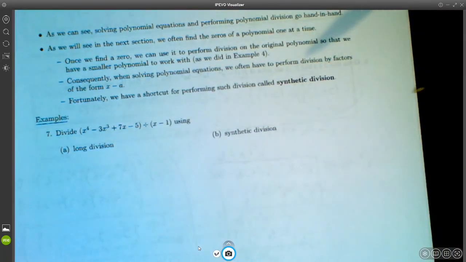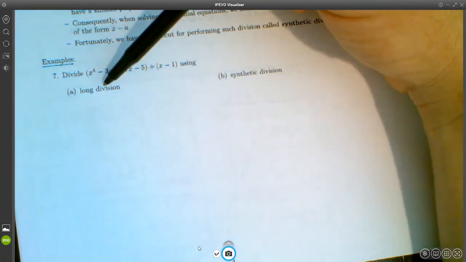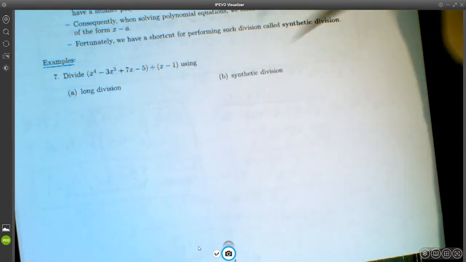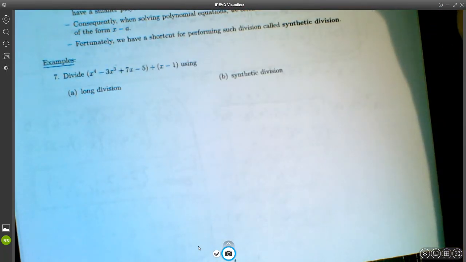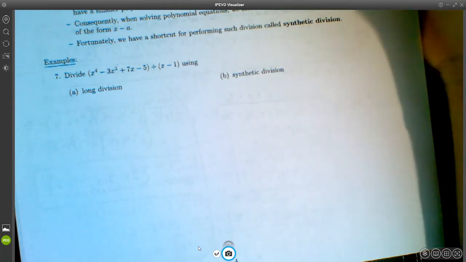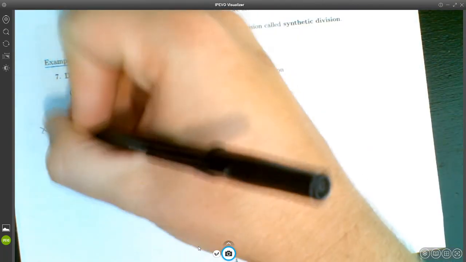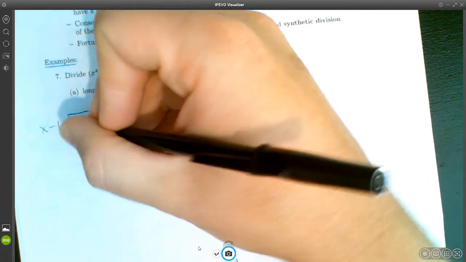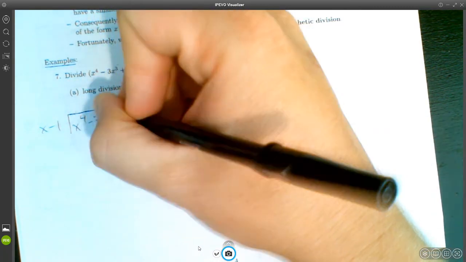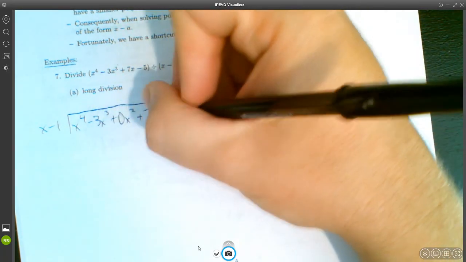Okay, so let me show you how synthetic division works. So let's do this division. First we'll do it using long division, and then I'll show you how it works using synthetic division. And I think you'll be convinced that, at least for factors like this, synthetic division is really the way to go. So let's do this. We want to do x minus 1 into x to the fourth minus 3x cubed plus 0x squared, don't forget your missing terms, plus 7x minus 5.